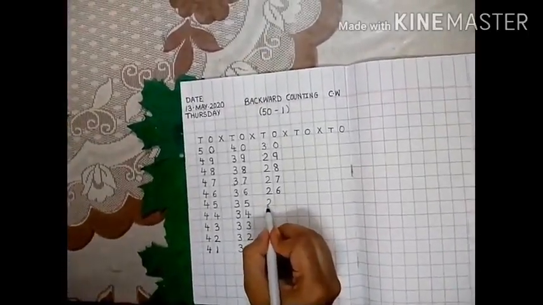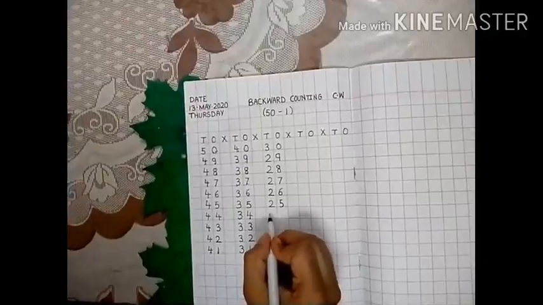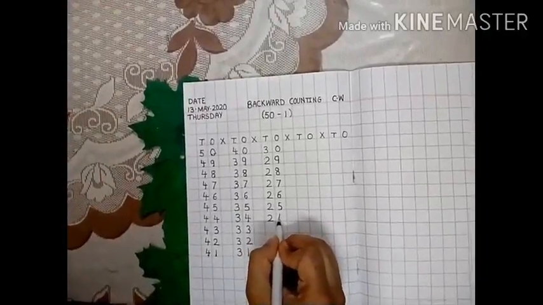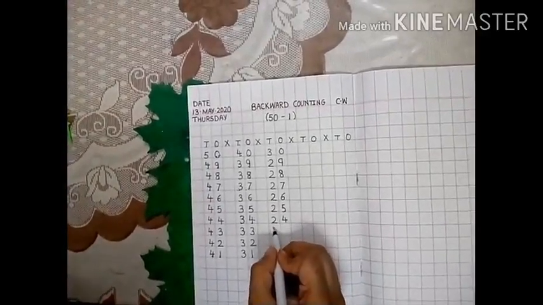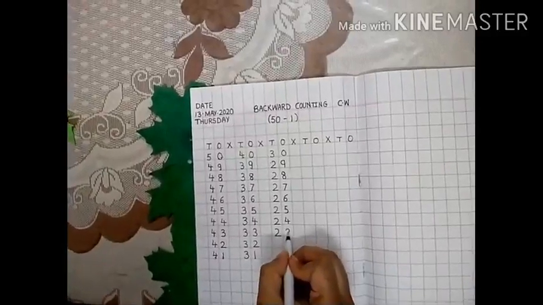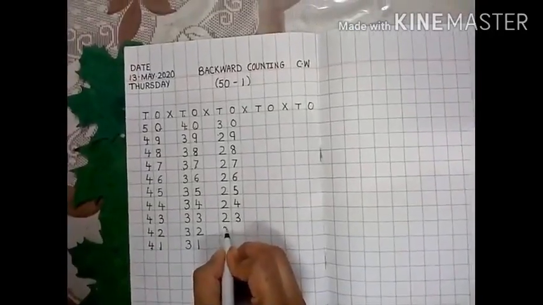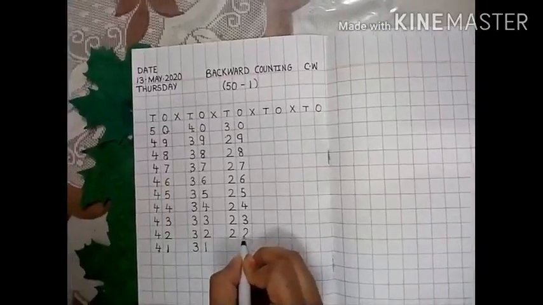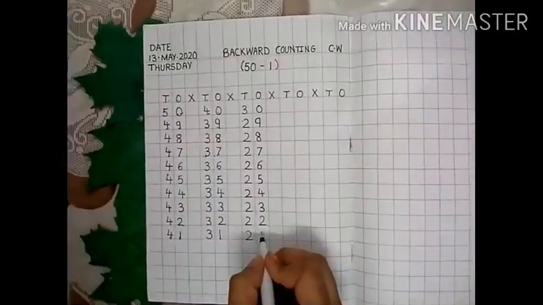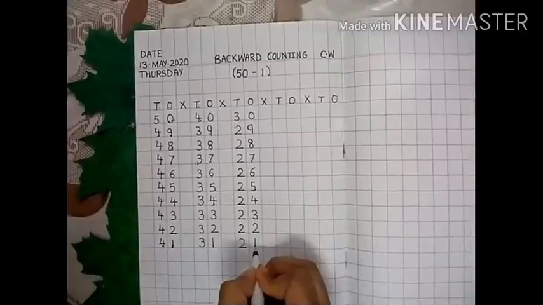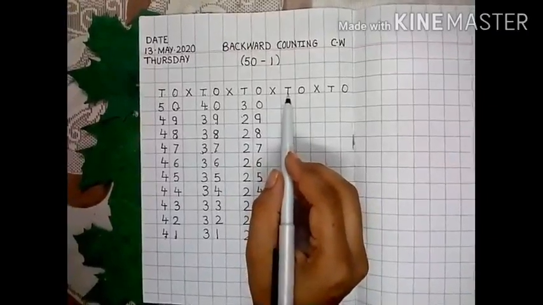25, 24, 23, 22, 21, 20. Now come to the fourth line, tens and ones.